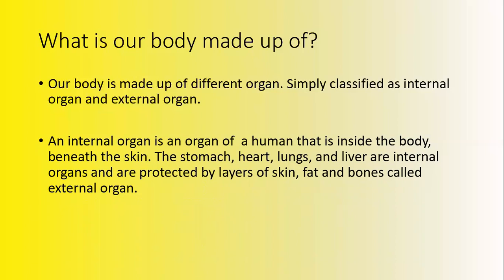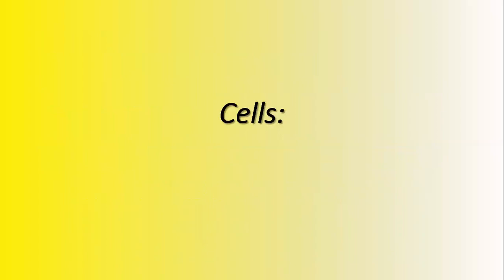What are all these parts of the body made of? All these parts are made up of cells. So first we will define cells. Cells are the building blocks of life. They make up living things and perform all the activities needed to keep living things alive.